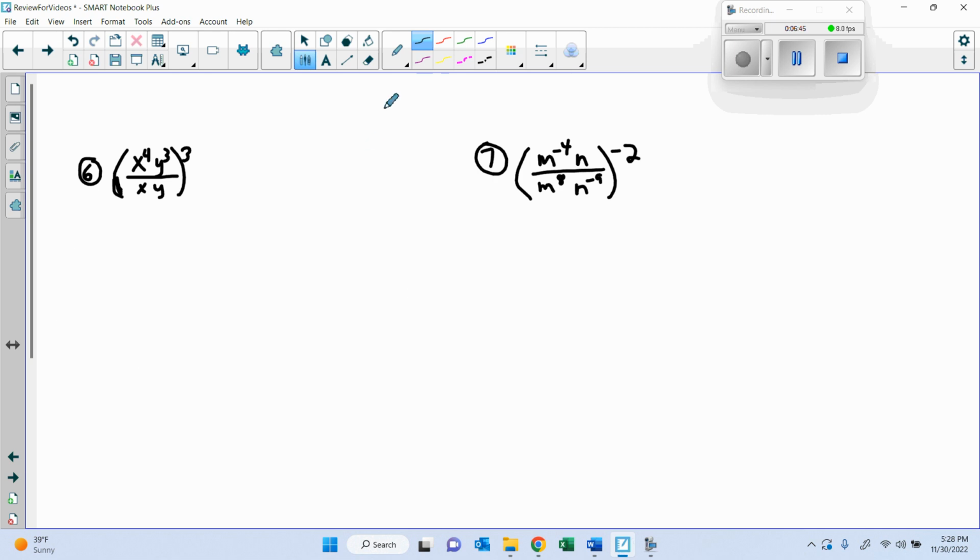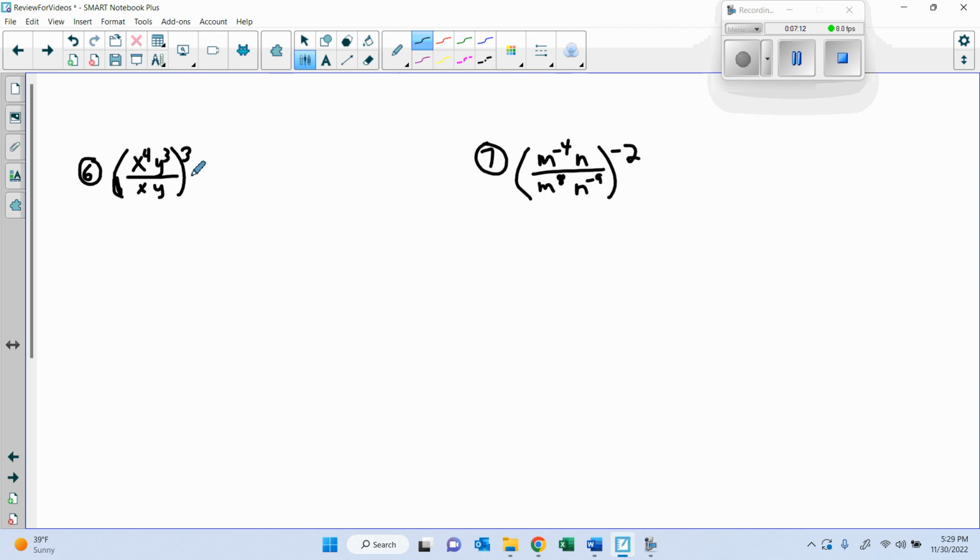All right, number 6. So again, remember, you can just pause this and write the problem down, and then hit play, and we'll go through it. So in this problem, we are multiplying and dividing. Everything inside is multiplying and dividing and exponents. So we don't have any adding or subtracting, so that means everything inside gets raised to that power.